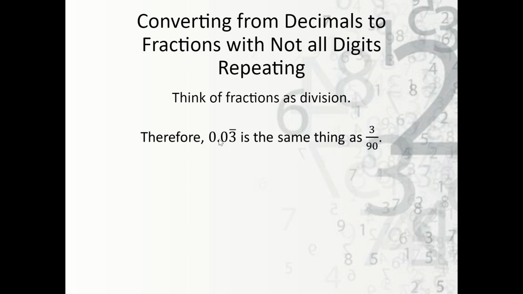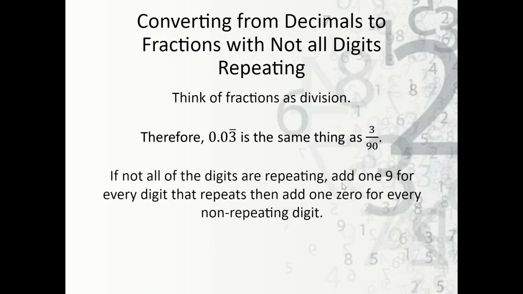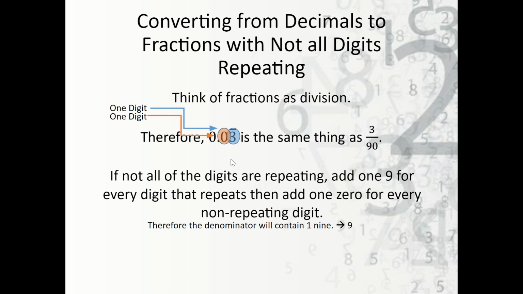Now for this one, we have 0.03 repeat, which I'm telling you is the same thing as 3 over 90. Now here's how this works. For every digit that is repeating, we include a 9. For every digit that's not repeating, we include a 0, just like we did before. In this case, we have one digit repeating, so we're going to include a 9. And we have one digit that is not repeating, so we're going to include a 0. So it becomes 9 and then 0. Then we just keep whatever's here, so that's 3. So that becomes 3 over 90.